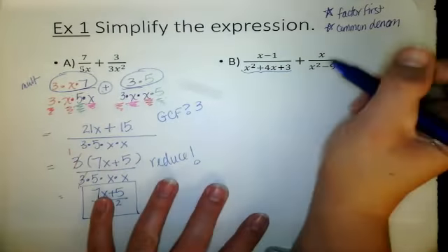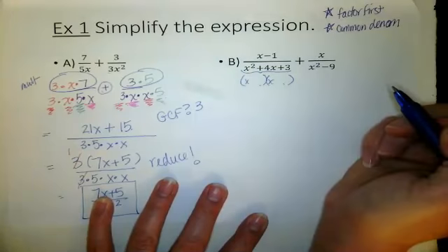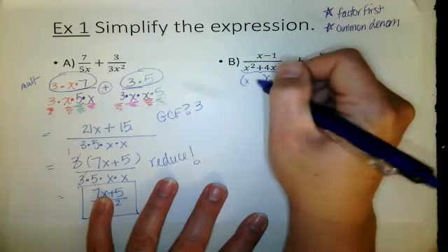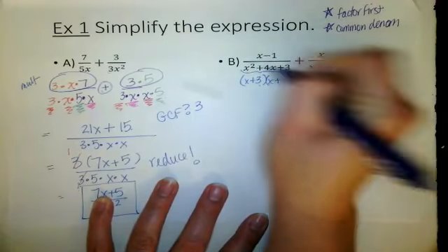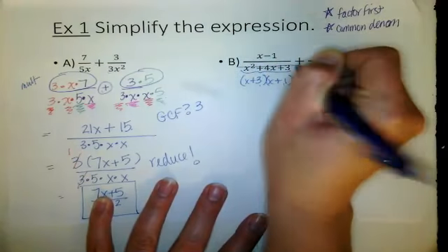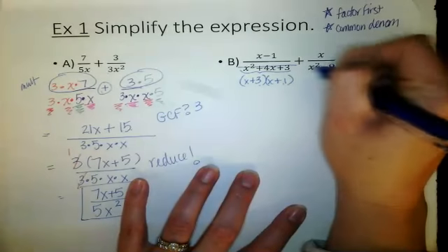X times x is x squared. What times what is positive 3? Positive 3 and positive 1. So I'm just going to cross that out and pretend that this was how it was originally written. All right. And then I have that other denominator here.